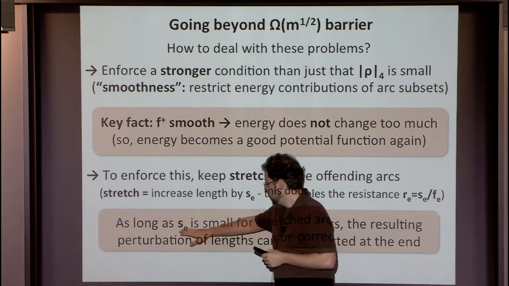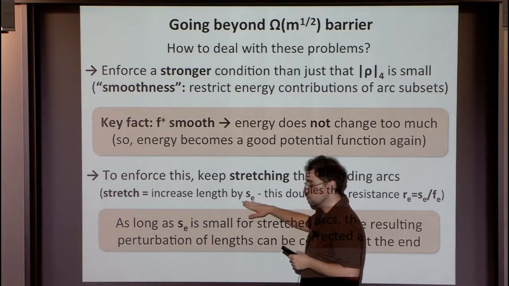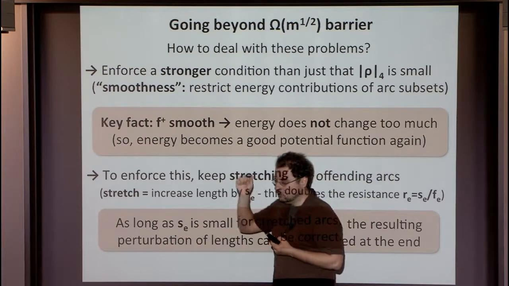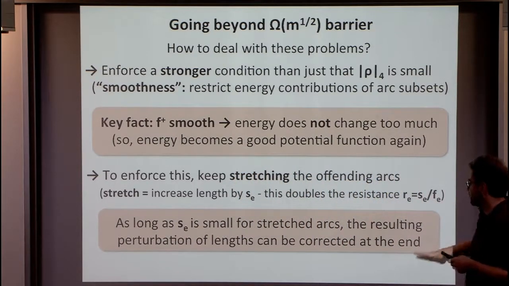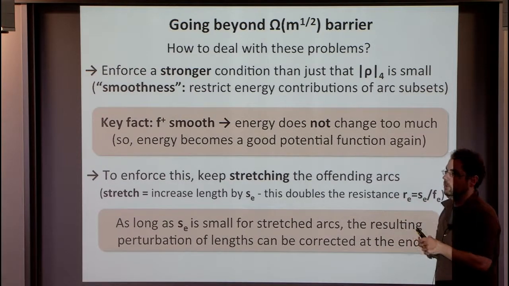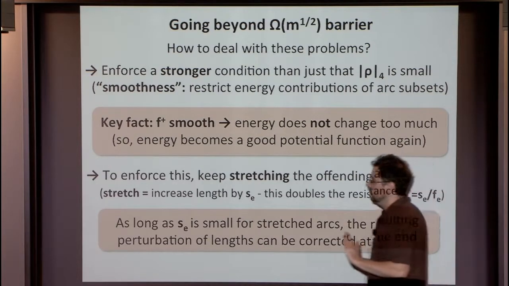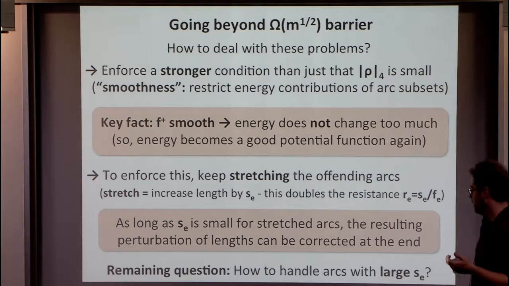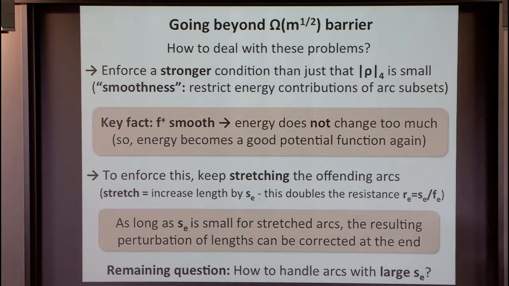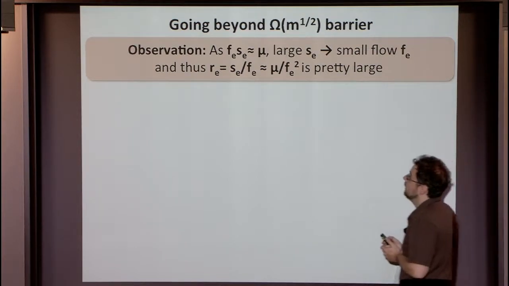And one nice thing is that as long as these perturbations are small, so as long as the stretch s_e is small, then we perturb the cost of our solution just by a little bit. So once you get some solution, in the end you can correct any discrepancy relatively cheaply. This is still fine. So as long as the bad arcs have small stretch, everything is fine. Unfortunately, not all arcs have to have small stretch. So how to deal with edges that have big stretch?